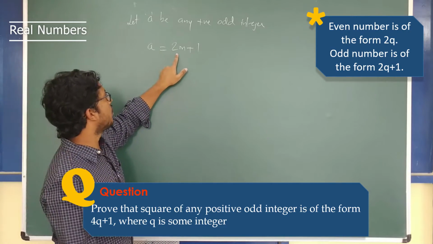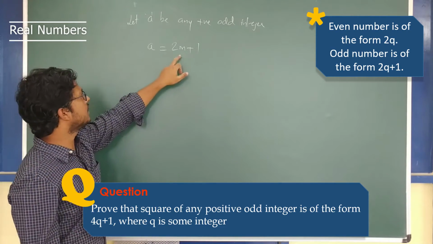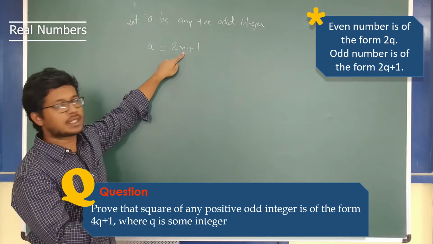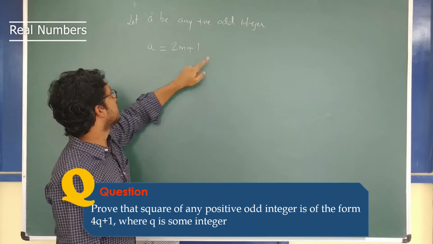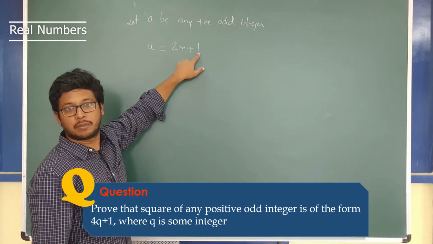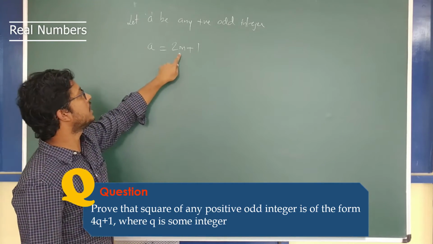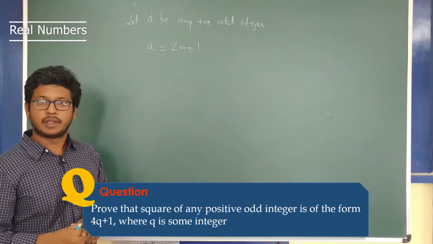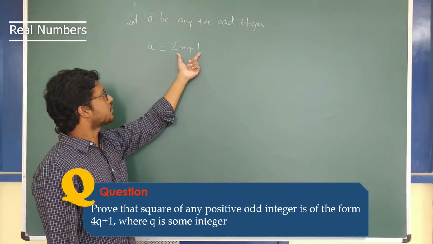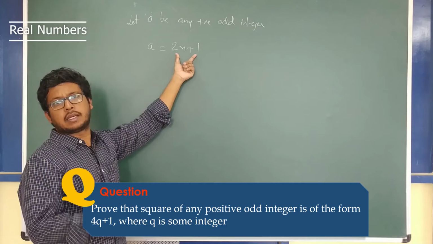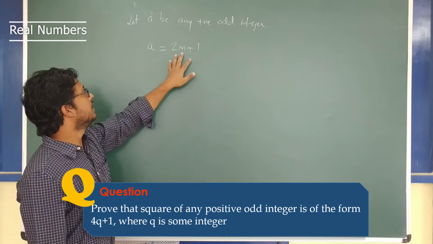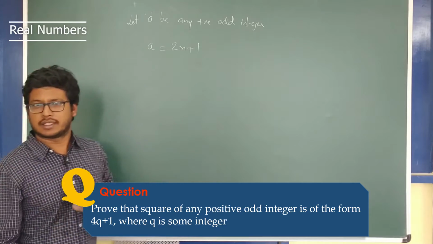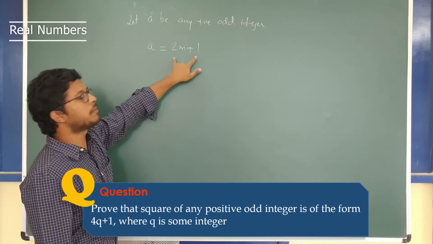That any positive odd integer, when you divide by 2, the quotient will be, in this case I am taking the quotient as m because q is already there, and the remainder will be 1. So a is now written as 2m plus 1. You could have taken it in the form of 4m, either 4m plus 1 or 4m plus 3, and you can square it and check, but that will lead to a lot of complications. We'll take the simplest one, 2m plus 1.